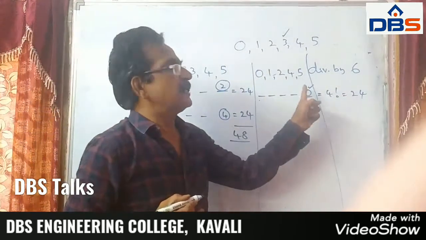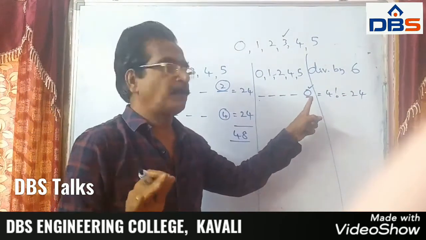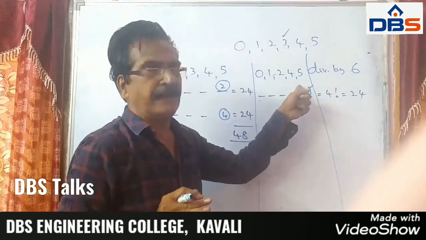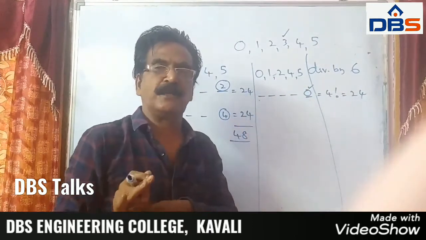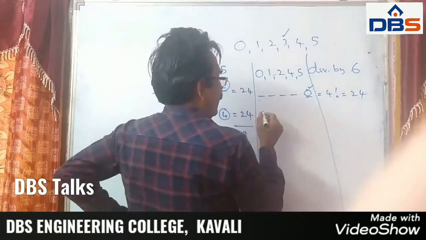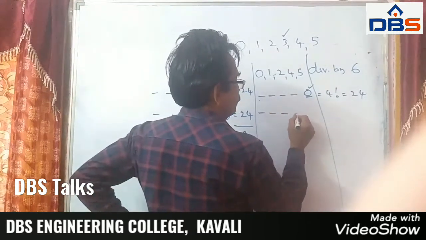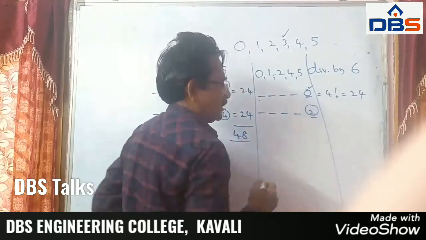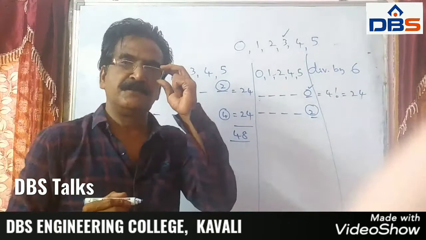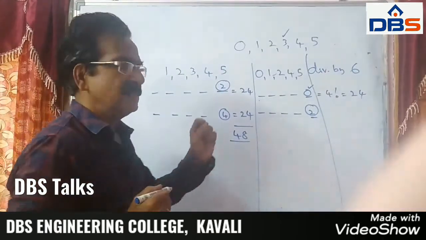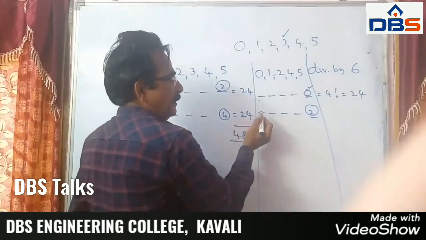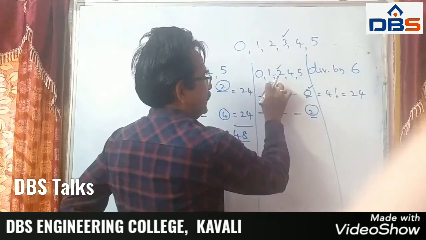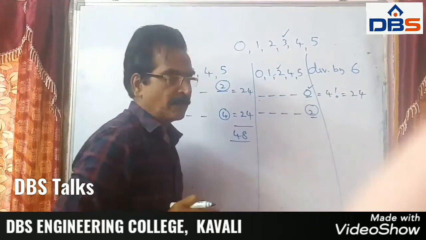If the 0 is placed in the first digit, no problem. Then the remaining 4 blanks can be filled by the remaining 4 digits in 4 factorial ways. That is 24. And look at here, friends. If 2 is placed in the units place, then a slight change will be there. If 2 is placed in the units place, the remaining digits are 0, 1, 4, 5.